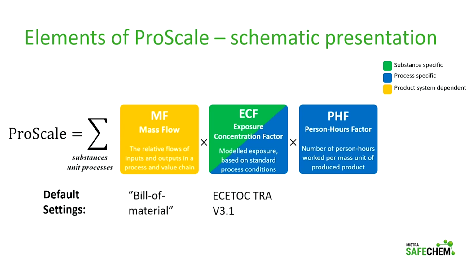Now, in order to match the mass flow together with the exposure concentration, we needed to also include a factor called the person-hour factor, which is essentially a metric of the amount of working hours that are needed for each produced unit of product in a system, and at the instance where you are exposed to a certain chemical.